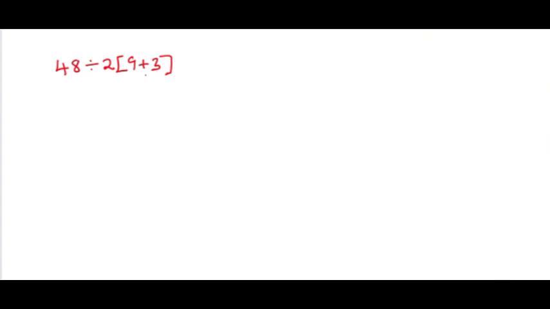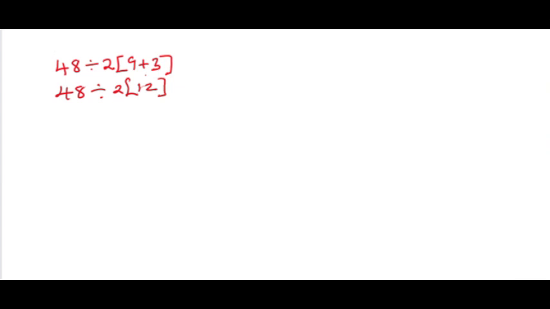The first operation we are going to do here is to operate this bracket first, which is 9 plus 3, which is 12. Now this is another turning point here. We have 48 divided by 2 into 12.